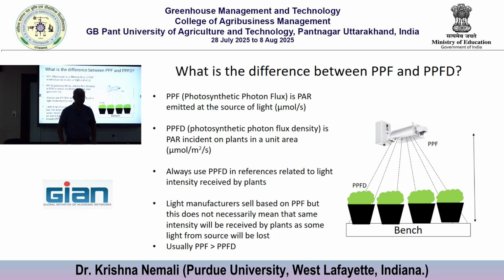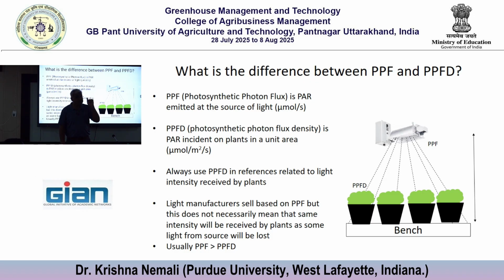So I buy that, and I put it up here, and then I bring a quantum sensor and measure the light. I see maybe 120, not 250. The reason why that is happening is shown in this picture. Look at this one. They are measuring the intensity of PPF right at that level, whereas your plants are down here. By the time that light has passed from that to this, the intensity has gone down.